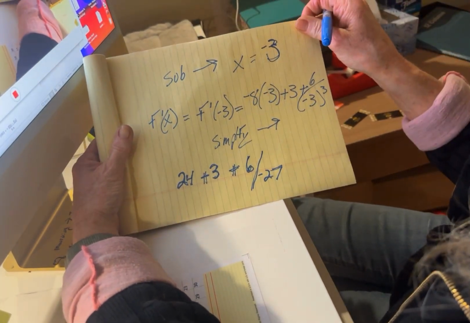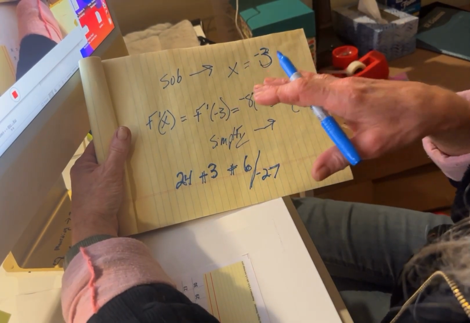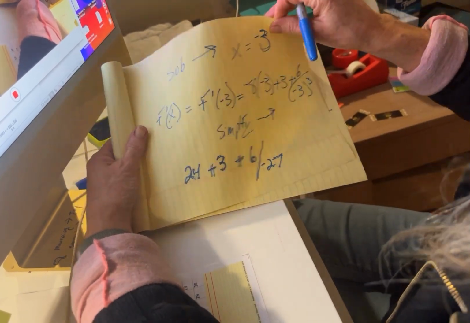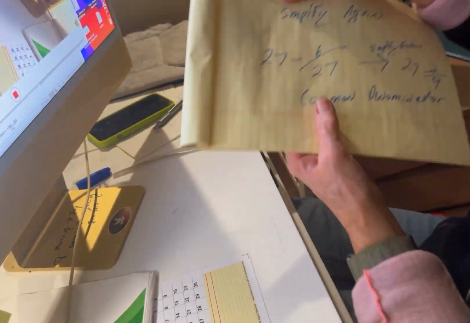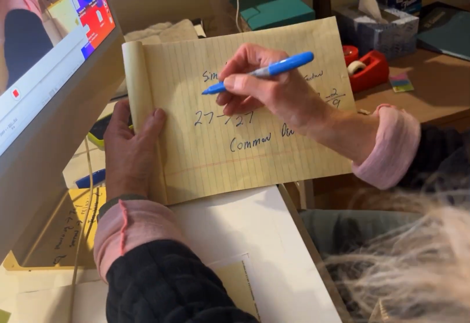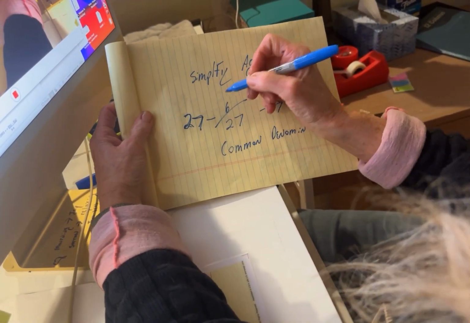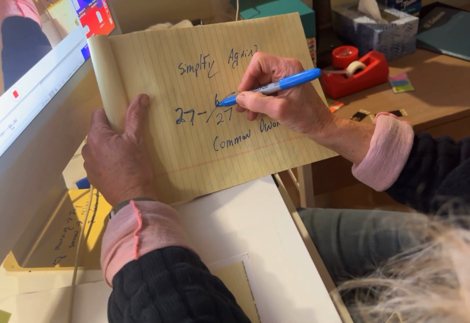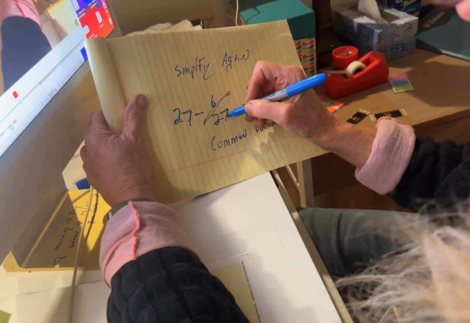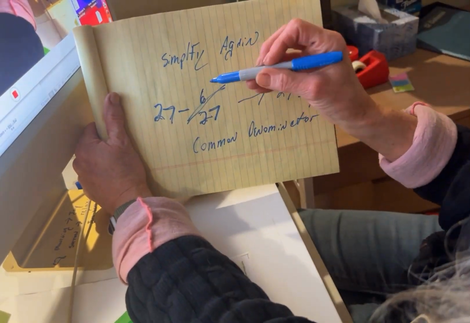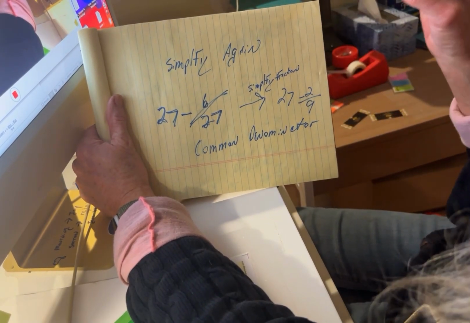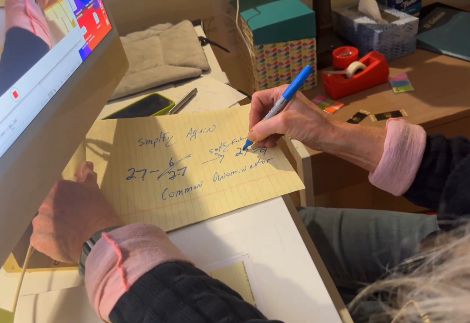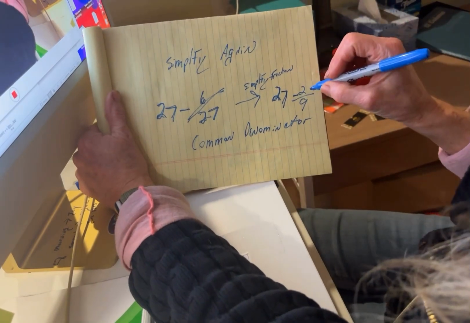That's negative 3 times negative 3 times negative 3, which is negative 27. We're going to simplify one more time. Again, we're going to be left with 27, because 24 and 3 is 27, minus 6 over 27. We're going to simplify this fraction, and it becomes 27 minus 2 ninths.